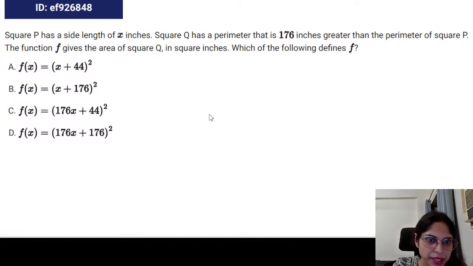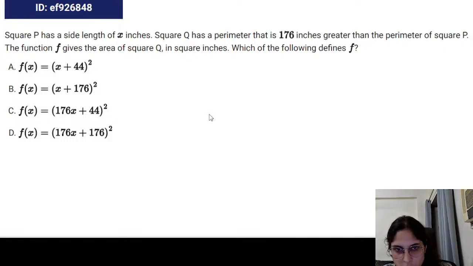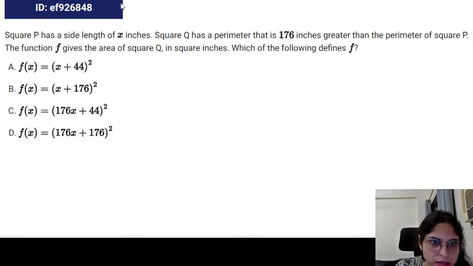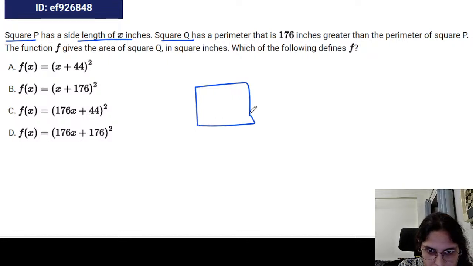Here, square P has a side length of x inches, square Q has a perimeter that is 176. Again, this is an area question, like square. Square P has a side length of x inches, square Q. They're talking about two different squares, so I will make the squares. They don't look like squares, but yeah. This is square P, and the length is x inches.